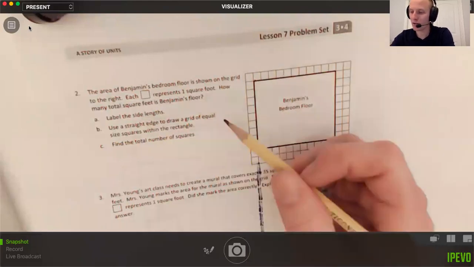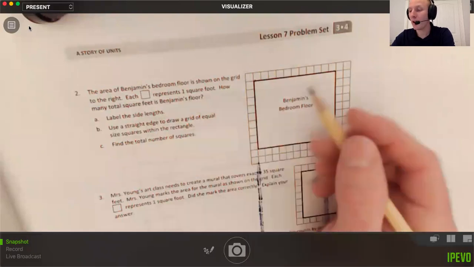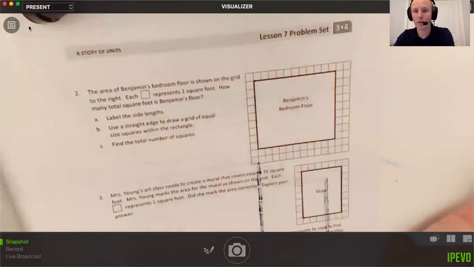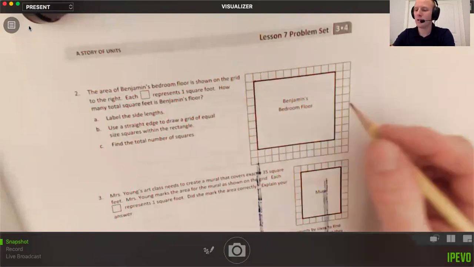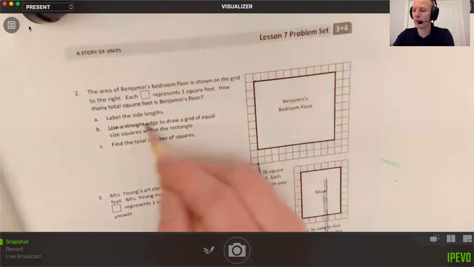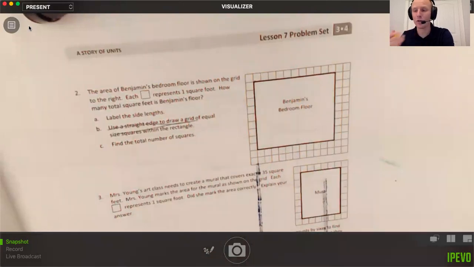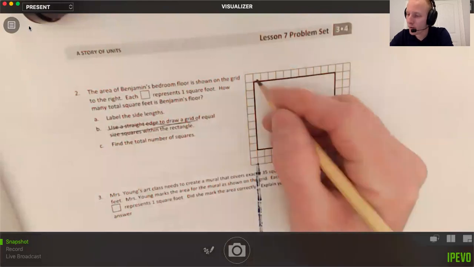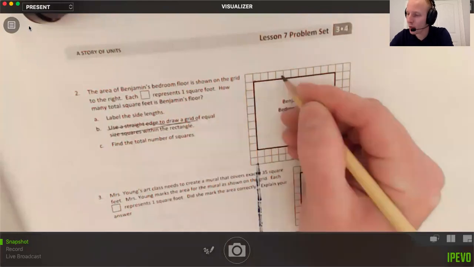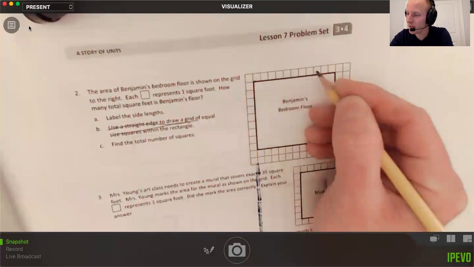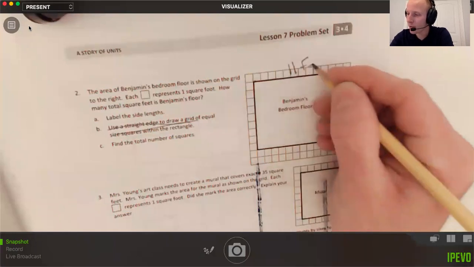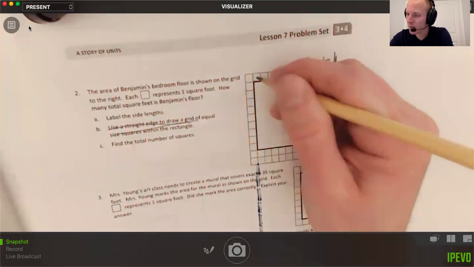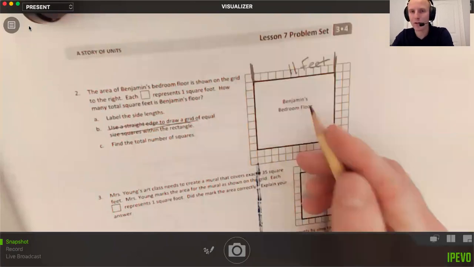Label or use a straight edge to draw the grid of equal size squares. Again, I could do that, but that's going to take me forever. And if I can figure this problem out without doing it, that's more efficient. And then find the total number of squares. So for myself and for most of you, I'm going to cross that off. I don't need to do that today. But what I can do is say, all right, 1, 2, 3, 4, 5, 6, 7, 8, 9, 10, 11. 11 feet. So from right there to right there, that is 11 feet.